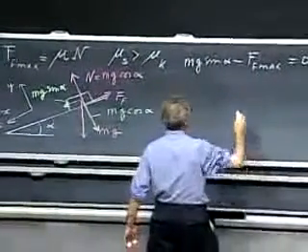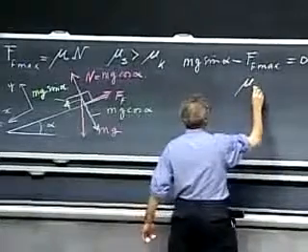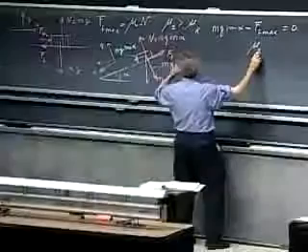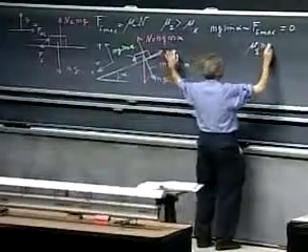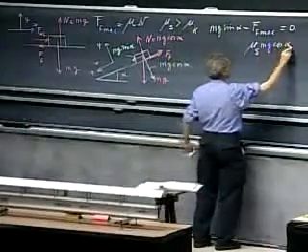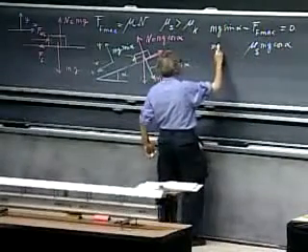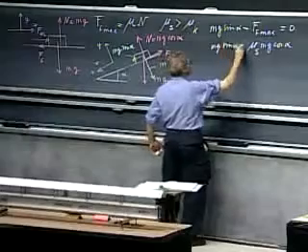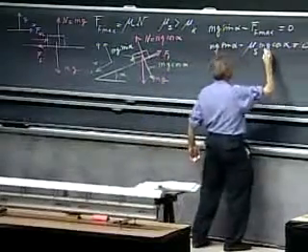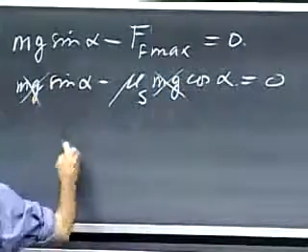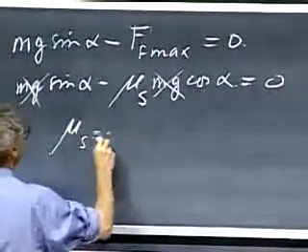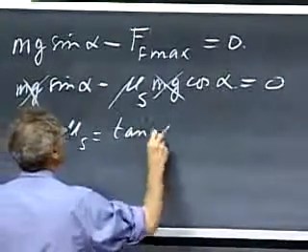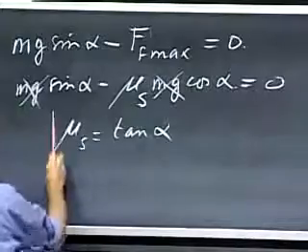is 0. And this one is mu static times n, which is mg cosine alpha. This one is mg sine alpha. This equals 0. I lose my mg, and you see that mu of s equals the tangent of alpha. It's that easy to measure.